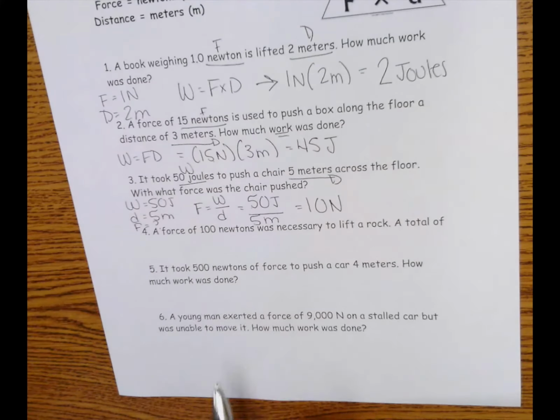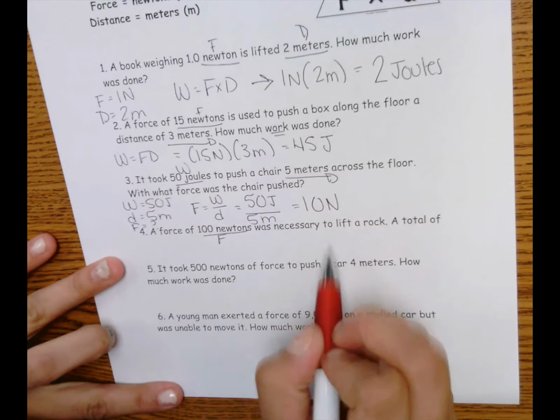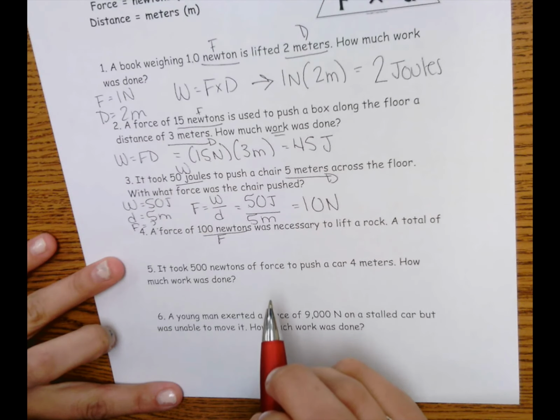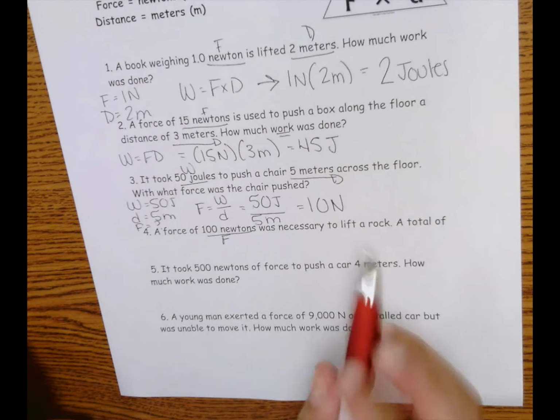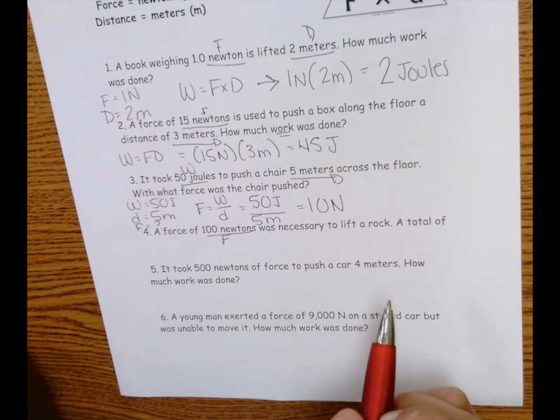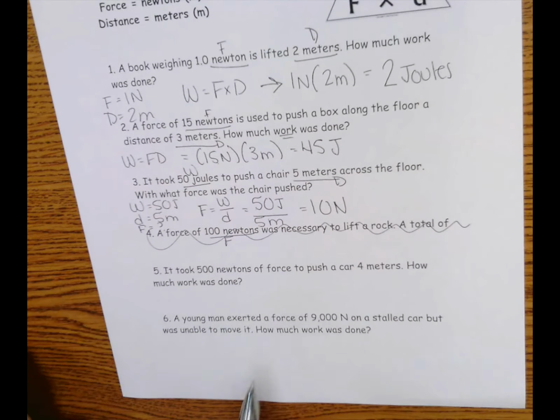A force of 100 newtons, so there's our force, was necessary to lift a rock a total of... that's not helpful, is it? We can't really solve that problem right now. So forget number 4. You don't have to do number 4. I don't know what happened there.